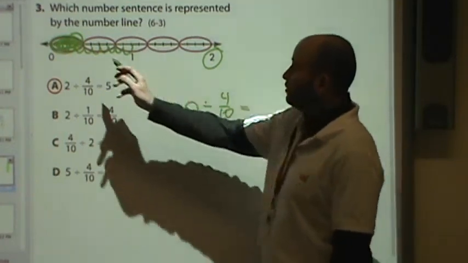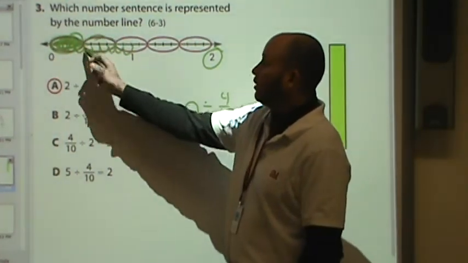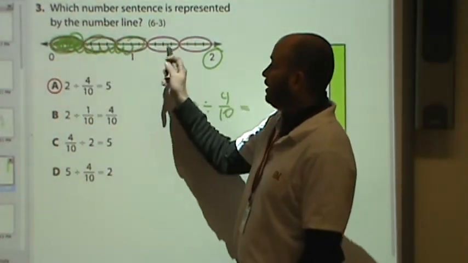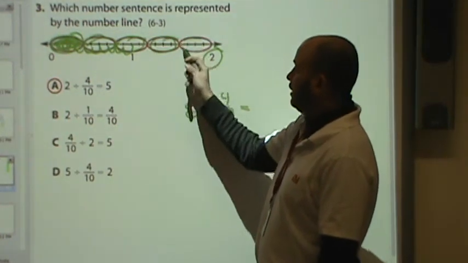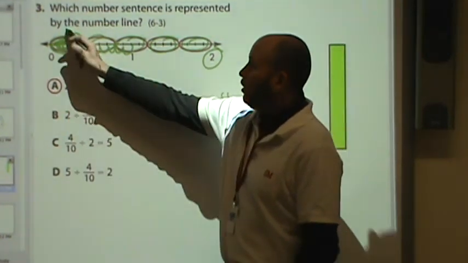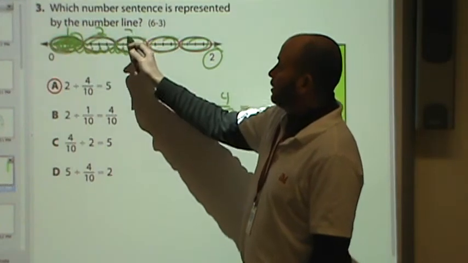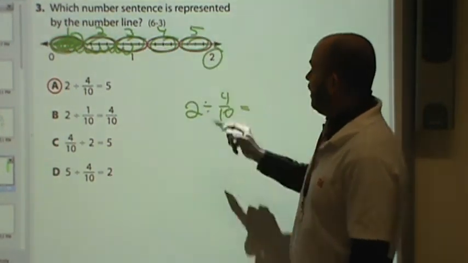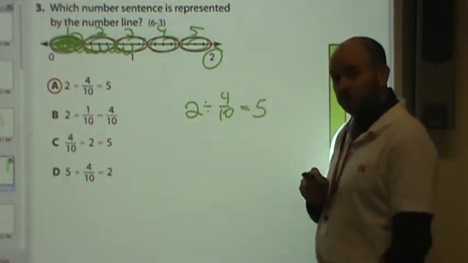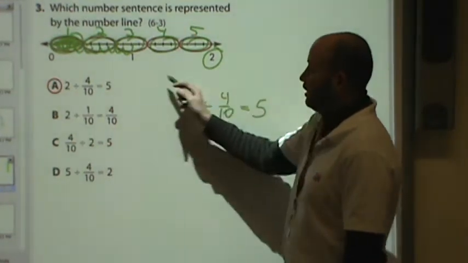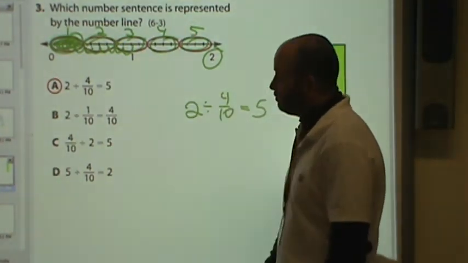And when you get those groups, there's a group of 4/10, a group of 4/10, a group of 4/10, and a group of 4/10, which would give you 1, 2, 3, 4, and 5. And your quotient would be 5. So that's how you come up with that answer there.